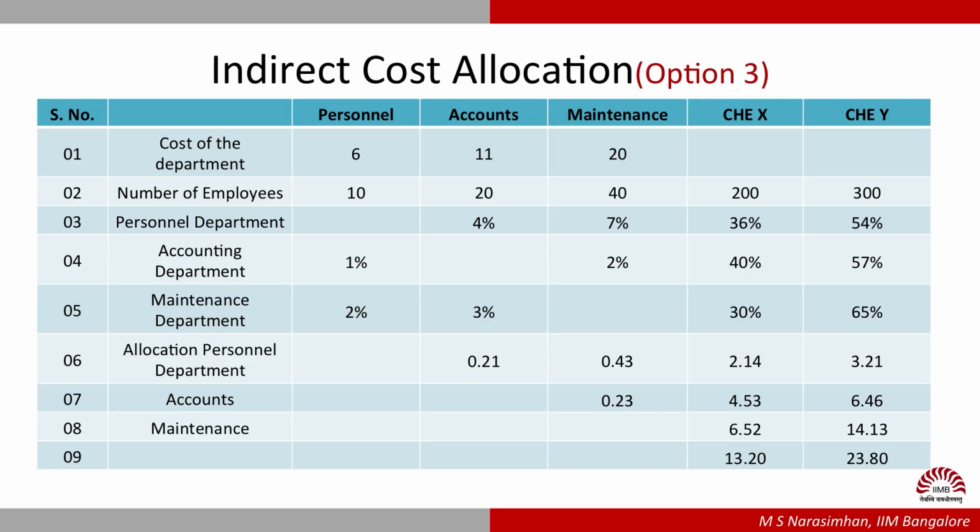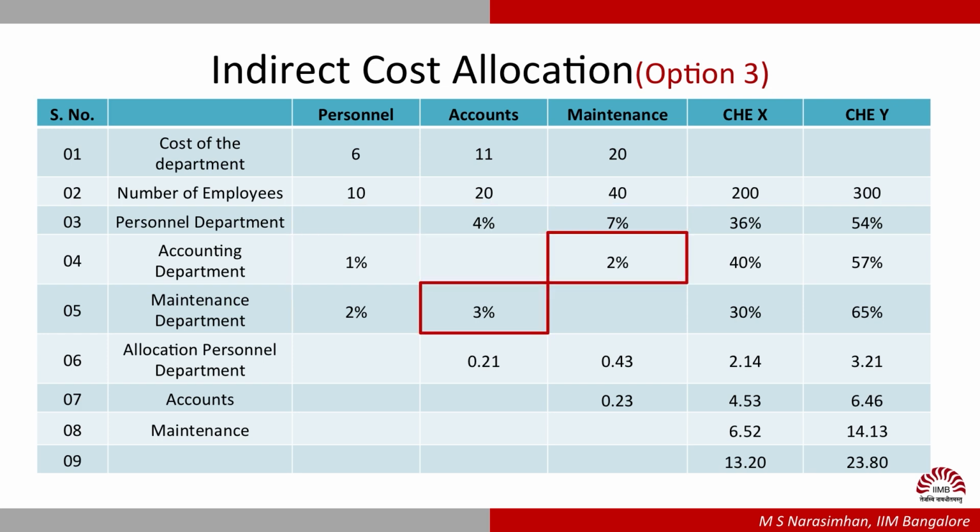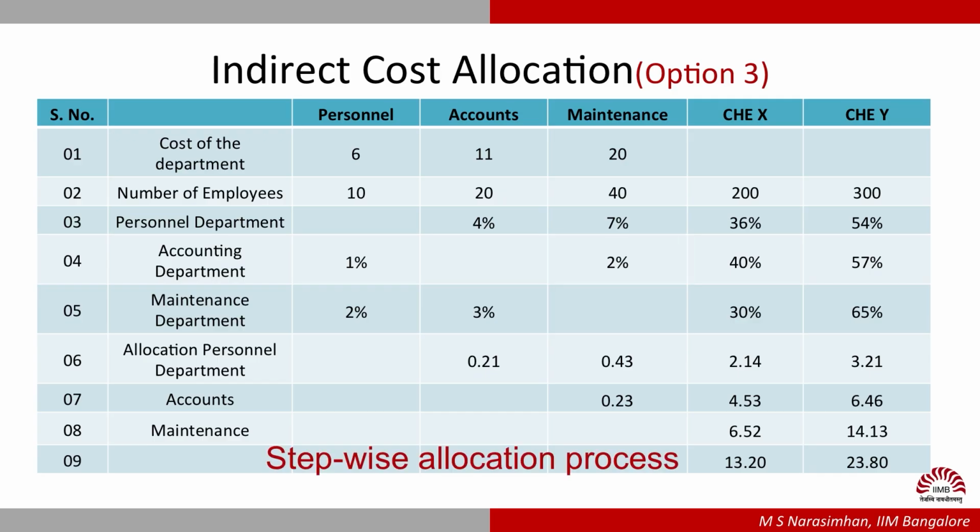One simple option is take the service department that has the lowest cost. In this case, it is the personnel department. Allocate the personnel department cost to the other department first. Then allocate the accounts department cost, which is the second lowest. Finally, maintenance department cost using the estimate the percentage of services provided. What we are ignoring is services rendered by accounts and maintenance department to personnel department, services rendered by the maintenance department to the accounts department. This method of allocation is called stepwise allocation of service department cost.